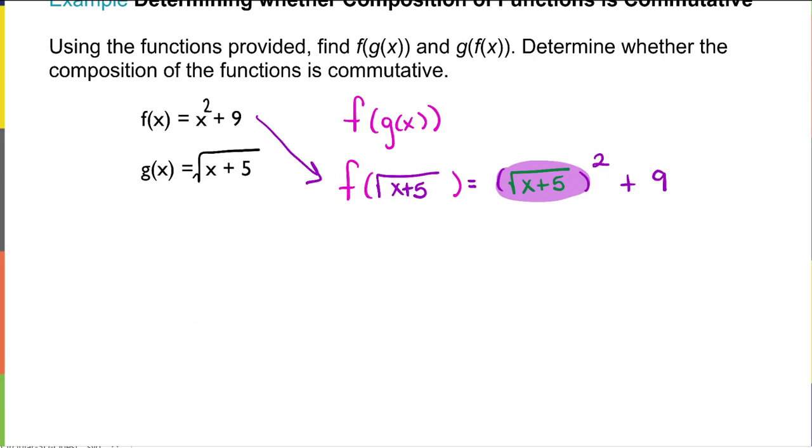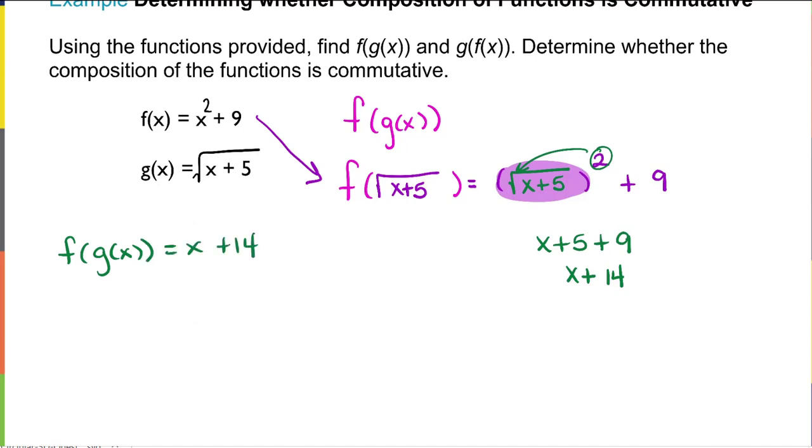So now we have the square root of x plus 5, squared. This squared and this square root cancel each other out and just leave x plus 5 plus 9. And that gives us x plus 14. So f of g of x is equal to x plus 14.